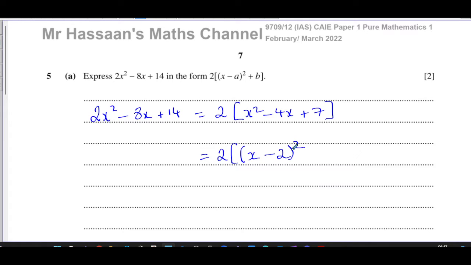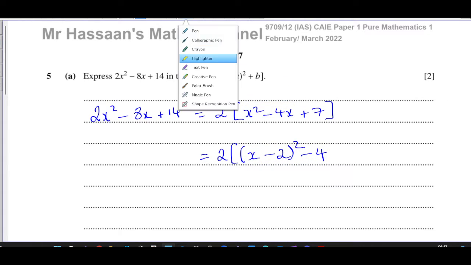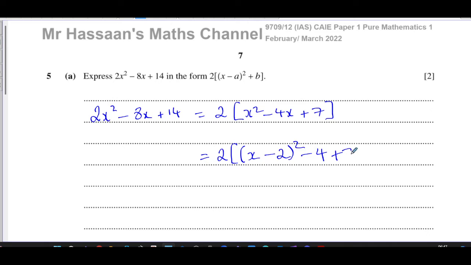If you were to square this, you would get x squared, you get minus 4x, but then you get plus 4, which we don't want. So I'm going to take away 4 from this. Now these two are basically the same. If I was to expand this, I would get x squared minus 4x plus 4, and then minus 4. They will cancel out, leaving you with this. All right, so they're the same, but now you see at the end of that I have a plus 7, so I have to write plus 7 at the end of this as well.